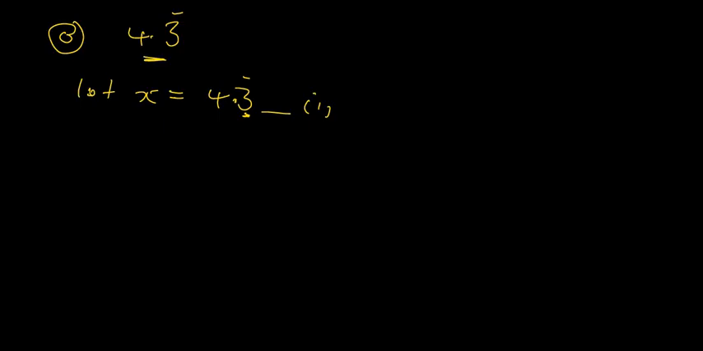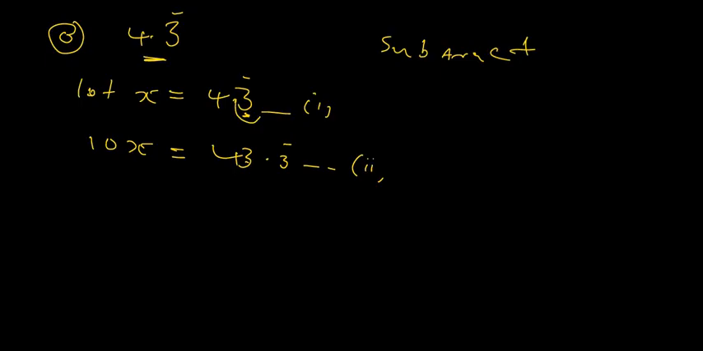So we'll let again 10x be equal to 43.3. We move this decimal to the other side, that will be 43.3. Then we'll make this our equation 2. Okay, so from there you subtract equation 1 from equation 2.